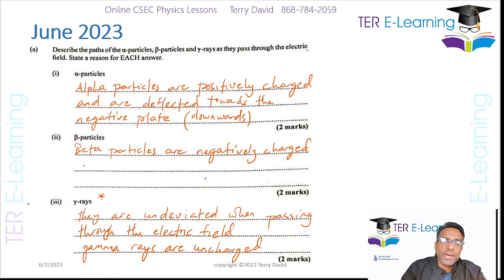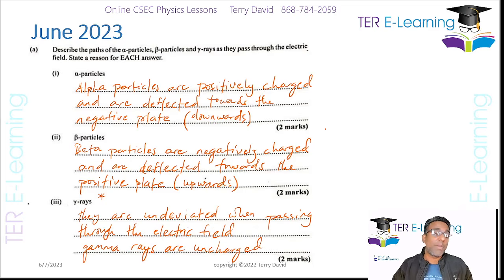Right, and are deflected towards the positive plate, right? And because we're talking about the positive plate here on the diagram, that means that they're going to move upwards, right? Now I'm just putting all of these details here because I'm looking at the number of marks. So, right, that's part A.